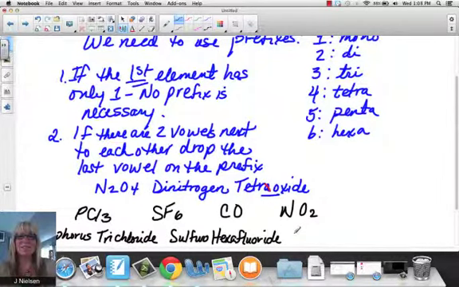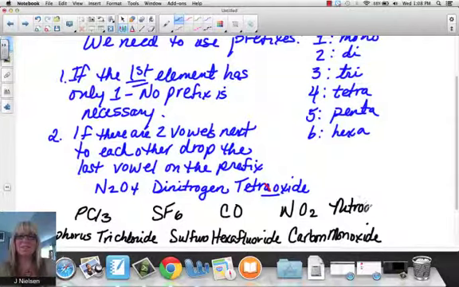CO, C is carbon, and we have one O, so it would be monooxide, but we can't have two O's, so we're going to drop one of the O's and make it monoxide. And the last one, we have nitrogen, and we have two oxygens, so it's going to be dioxide.